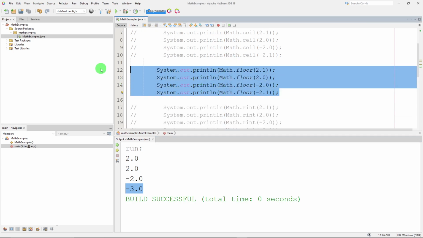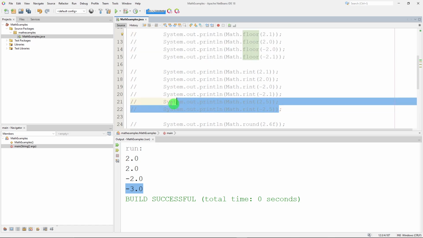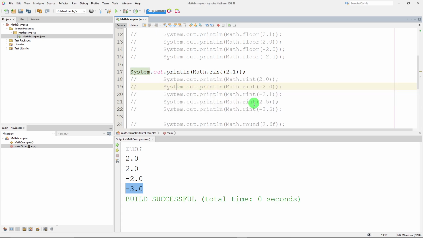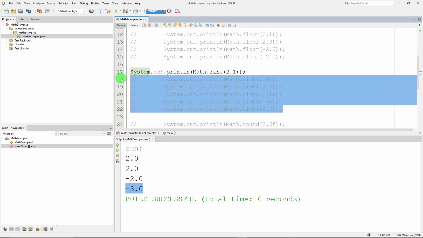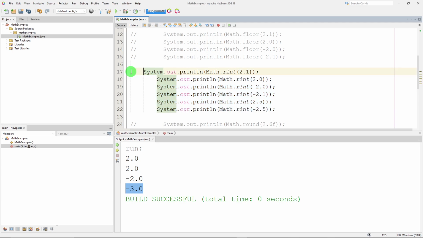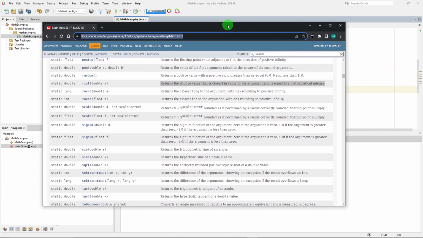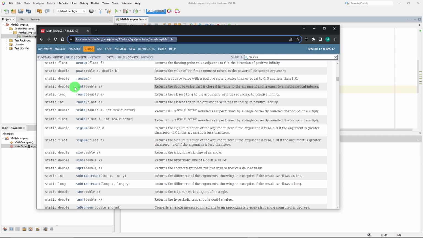All right, let's comment those out. And let's look at this next set, which is rint. Why did I not get all of those? There we go. All right, so how does rint round to the nearest integer? Basically that is what this does. So this is rounding to the nearest integer value.